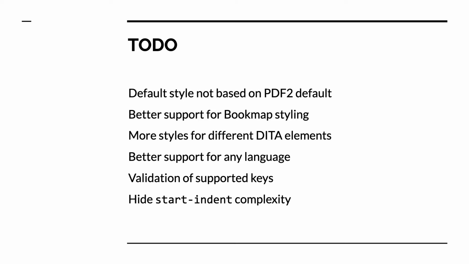I'm going really quickly. Things that aren't there yet. One is to have default styles that no longer use PDF2 defaults as a basis. So what would it look like? Probably something similar to what AsciiDoctor's configuration uses. Mind you, I've stolen feature ideas from AsciiDoctor all over. Most of this is just stolen from AsciiDoctor's configuration.